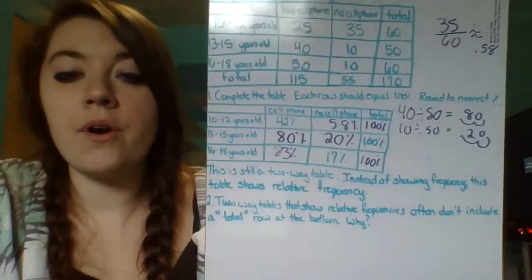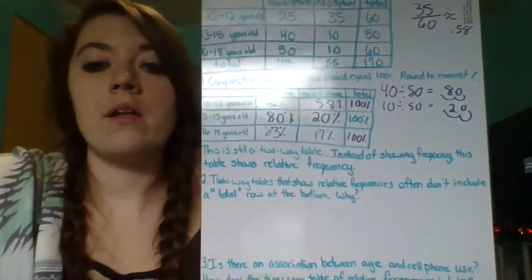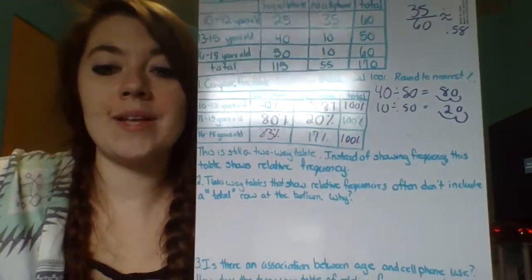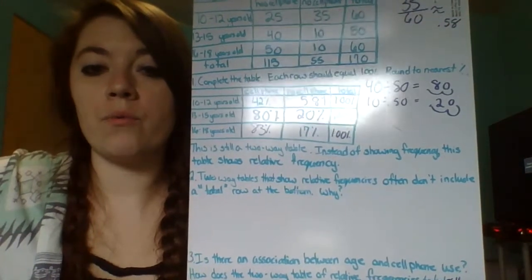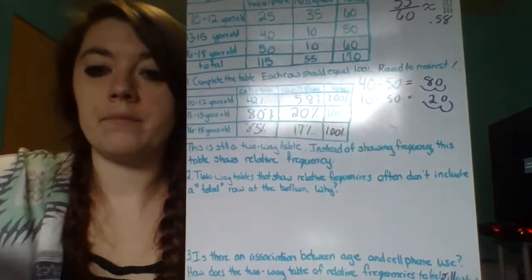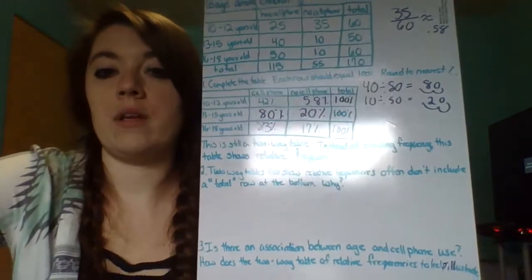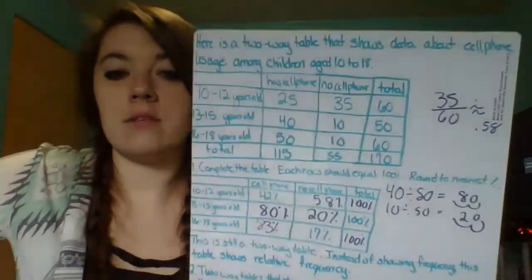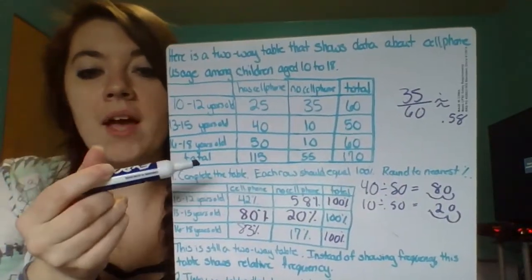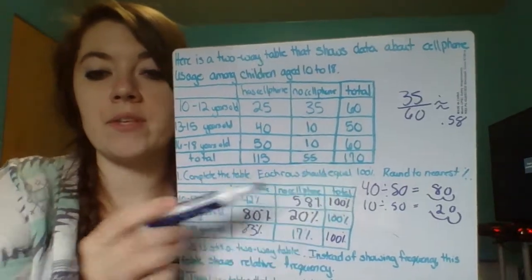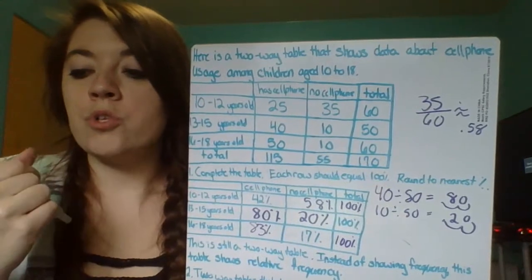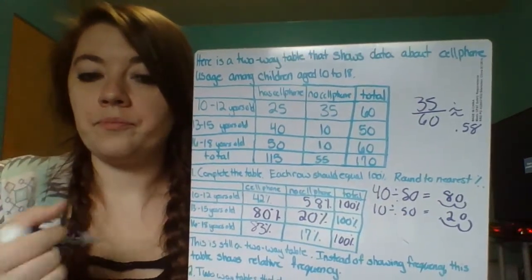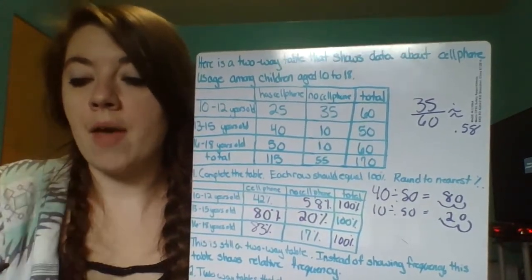Okay, for number 2, two-way tables that show relative frequencies often don't include a total row at the bottom. Why? If you notice, in this one we had the total with the 115, the 55, and the 170, but down here we didn't have that row. So why wouldn't we have that percentage?